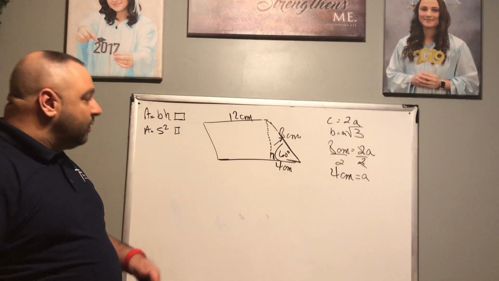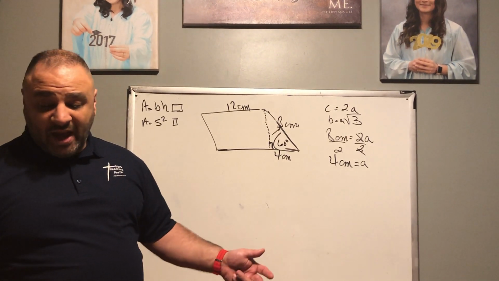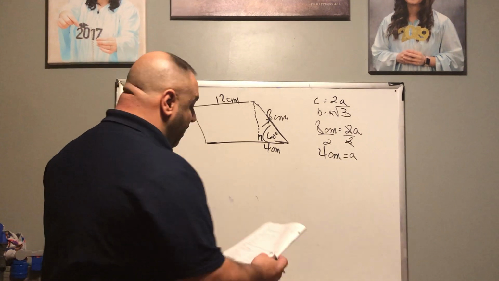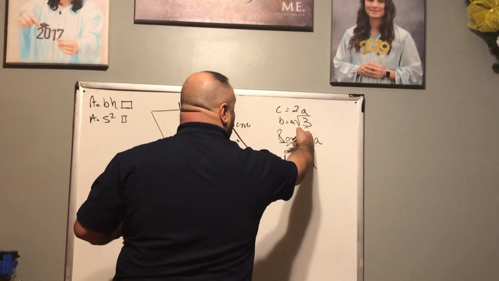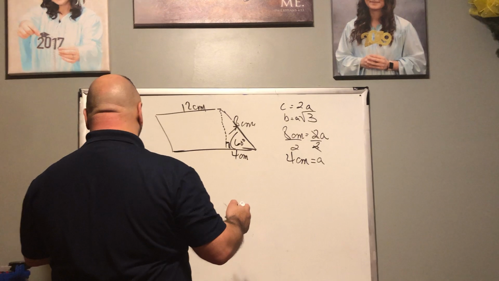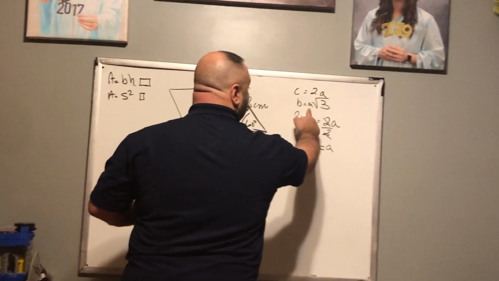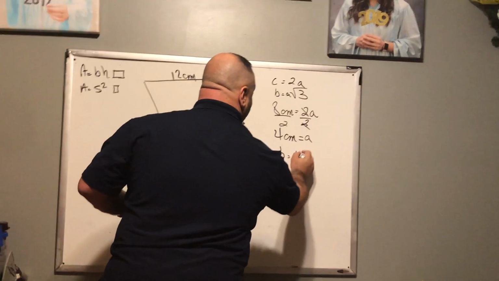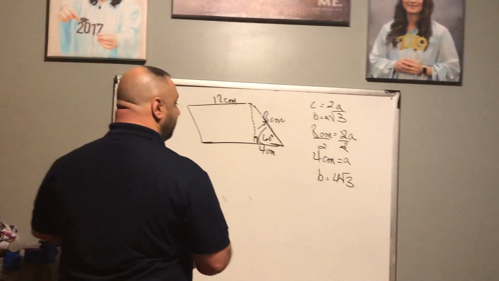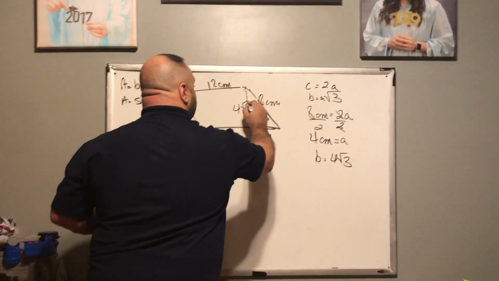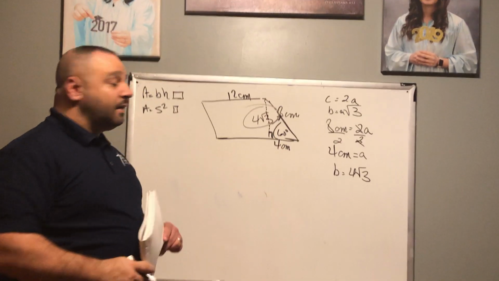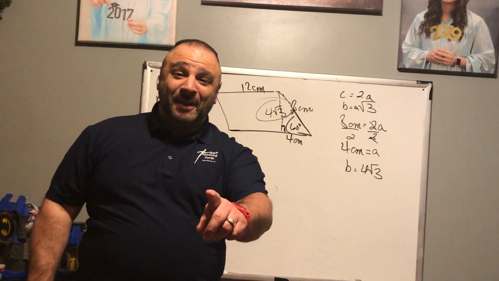Okay, now, let's find what the hypotenuse is, or the side B. So, all right, the altitude is A times the square root of 3. So, all we're going to simply do here, since A is 4, right? The second side would be 4 times the square root of 3. Now, that's just the first step.